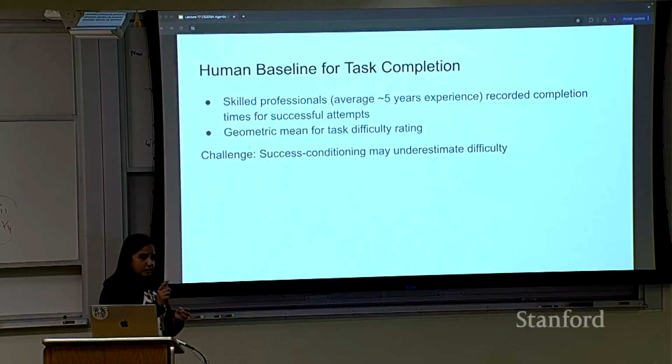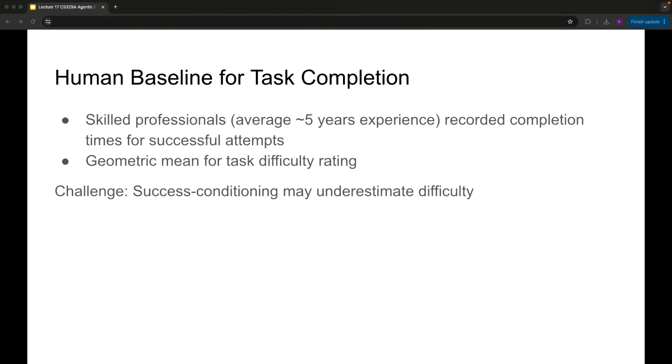And the way this addresses the question you were asking, the way they get the human baseline for task completion, is that they get skilled professionals with roughly 5 years of experience in the field to record their completion times for successful attempts. Then they take a geometric mean for the task difficulty rating based on the humans that solved this. One challenge is that people who are experienced in the field are conditioned to what it means to be successful in this. So they will often underestimate the difficulty of the task, which might not correlate to how the model sees whether this task is difficult or not.